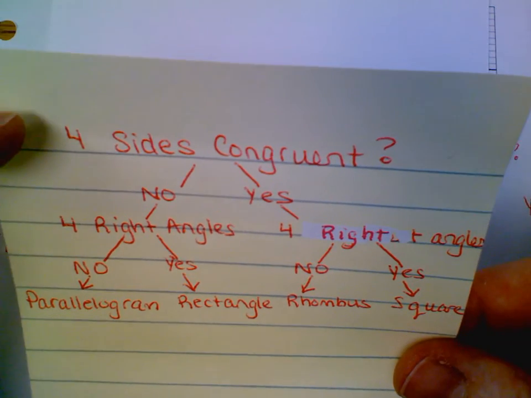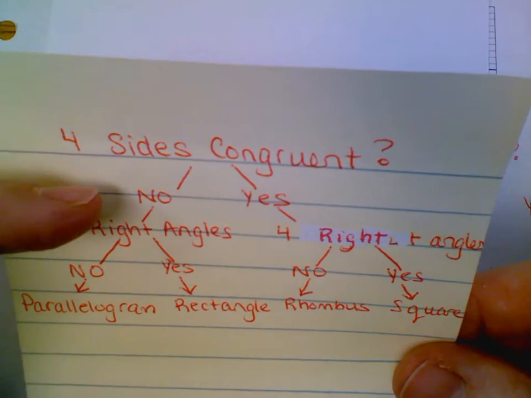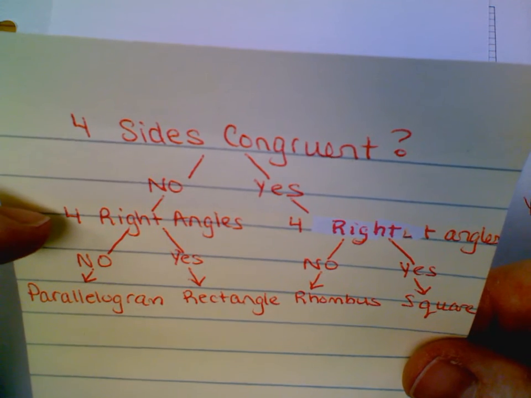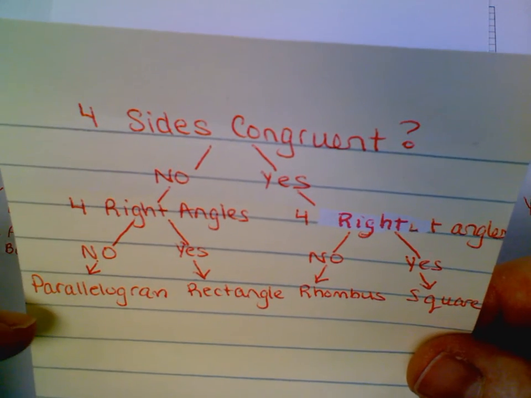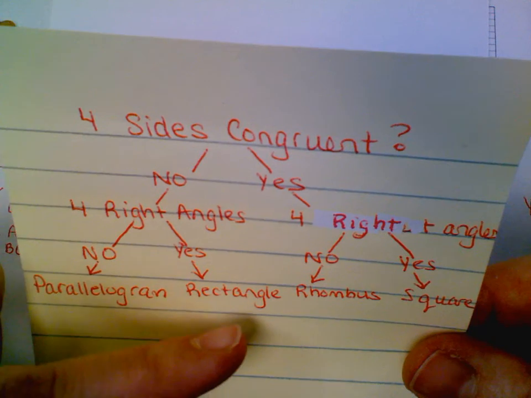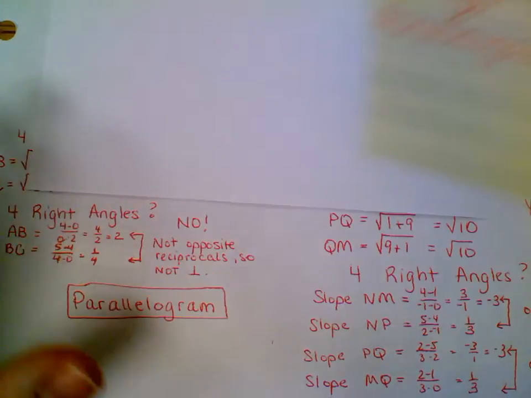Then I'm going to come over here. If I don't have 4 congruent sides, I'm going to check for 4 right angles again. If I don't have 4 right angles, it's a parallelogram. If I do, it's a rectangle. Okay, let's take a look here.